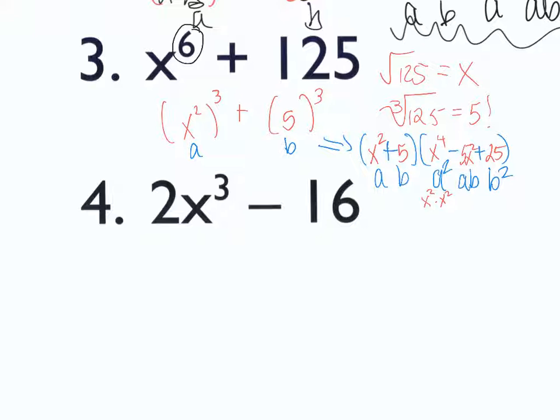So really the hardest part once you know it's cubes is figuring out what A is. So you know it's got to be something cubed. So you say x to what power raised to the third is x to the 6th. So it's got to be x squared because 2 times 3 is 6. So we know A is x squared, and then we just fill in this formula over here.